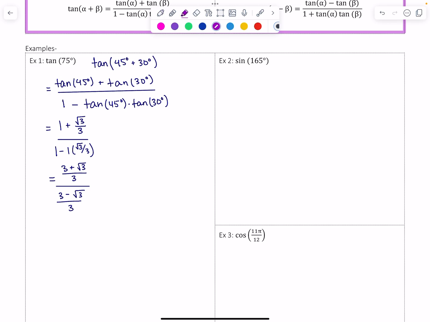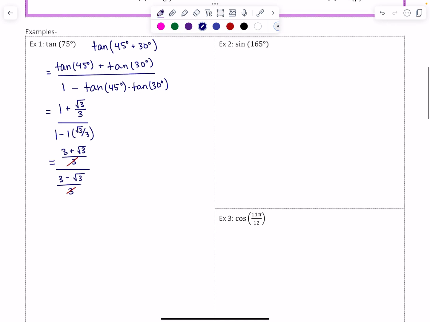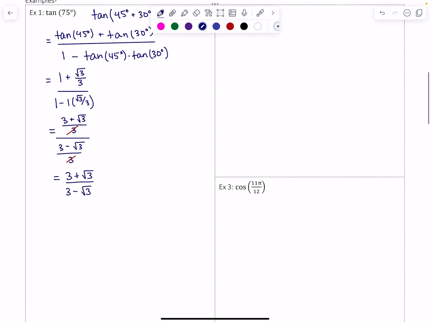Okay, as we can see here, we are going to have denominators, so these 3's are going to end up canceling. You can also think about it as multiplying by 3 over 3. Is equal to now 3 plus square root 3 over 3 minus root 3. Well, we know from algebra 2 that we can get rid of the radical in the denominator by multiplying by the conjugate. So that's going to be 3 plus root 3 on that one. So a little bit of distribution.